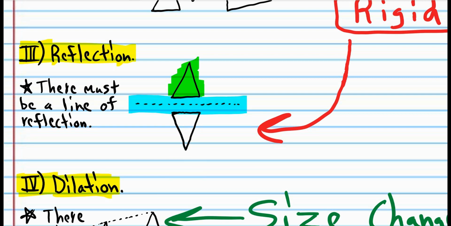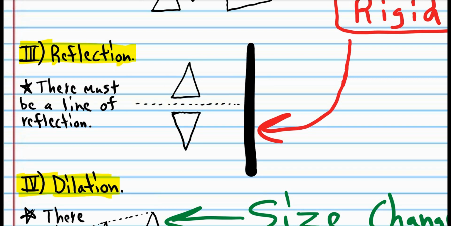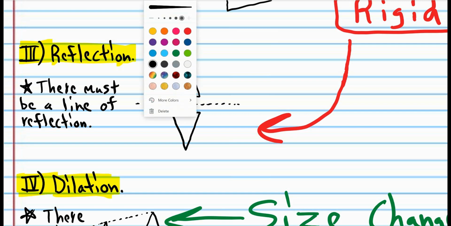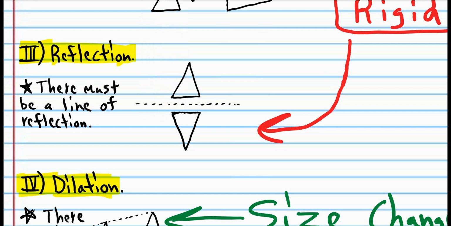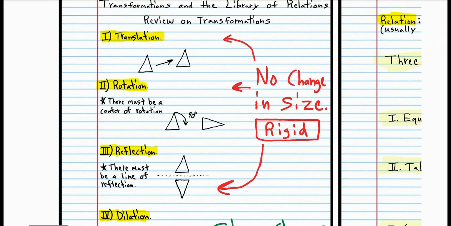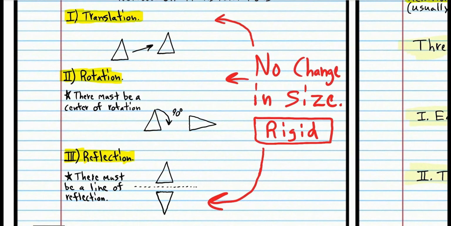And be aware that you need a line of reflection. You always need a line of reflection. If your line of reflection is over here, for example, then that means that your triangle is going to flip over this way. Sorry about that, the ink is a little big there. Now these three types of transformations are called rigid transformations. Rigid meaning that the size and the shape of the object do not change.